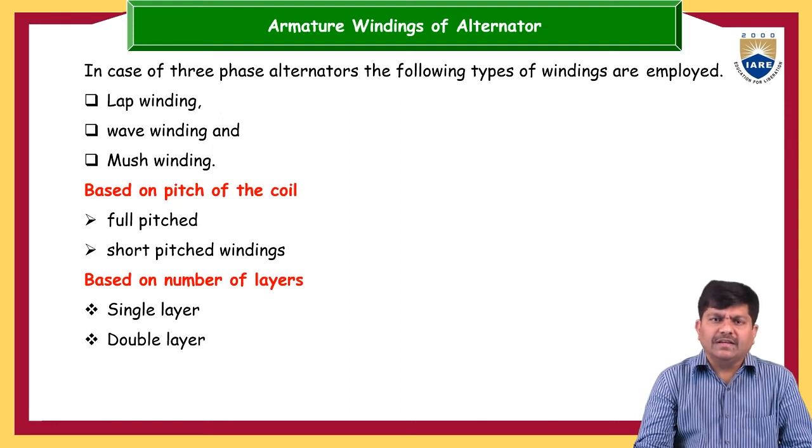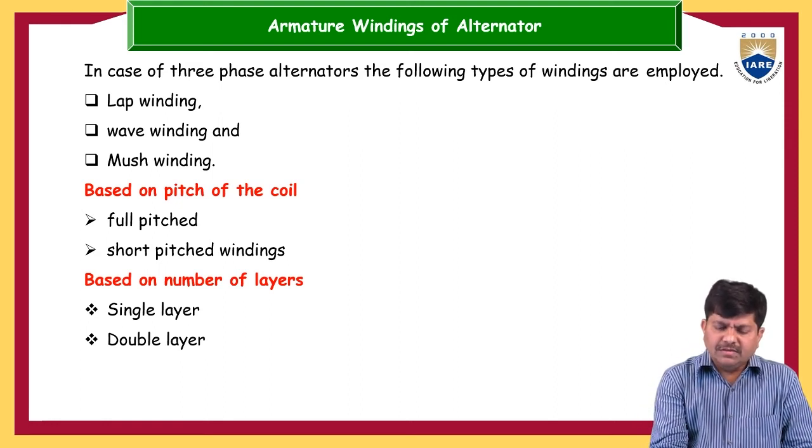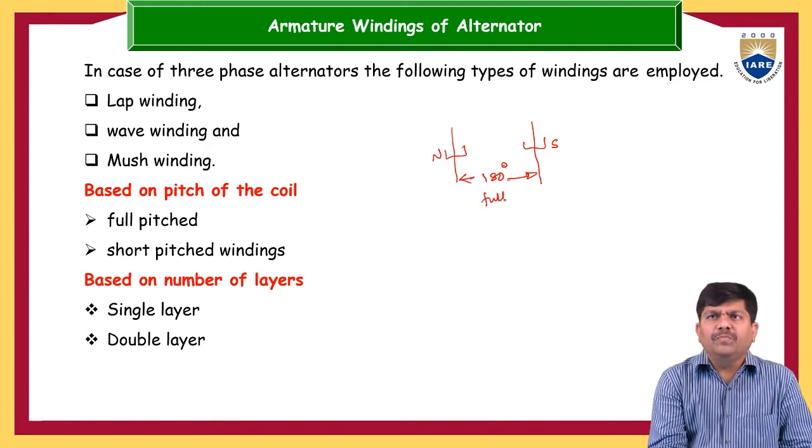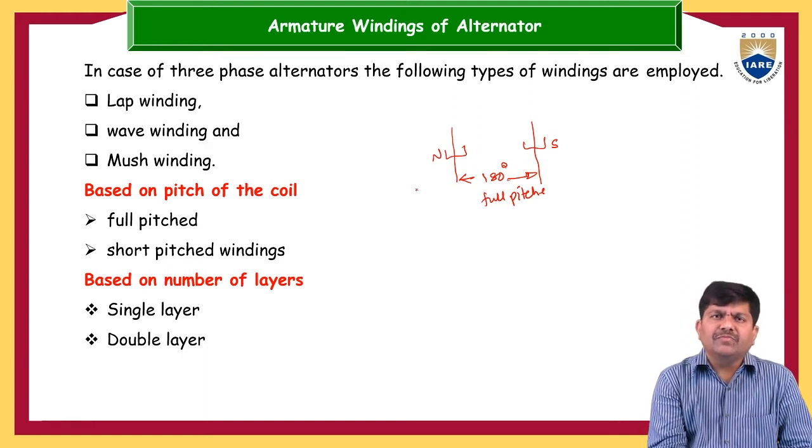Suppose this is one conductor influenced with the north pole, and another conductor is influenced with the south pole, and these are separated by 180 degrees electrical displacement. This is called the full pitched coil. So these two coils are nothing but full pitched, with the two conductors influenced by two opposite magnetic poles.